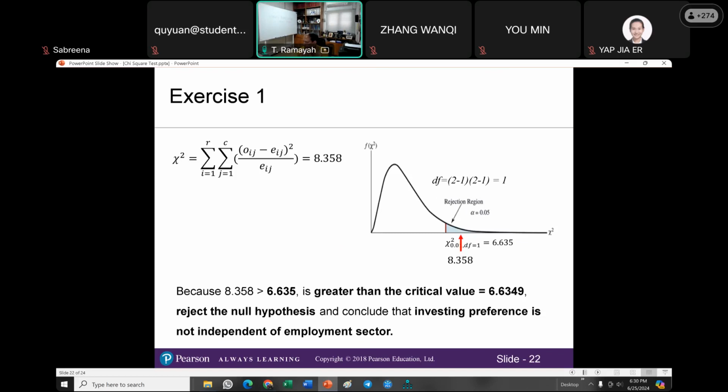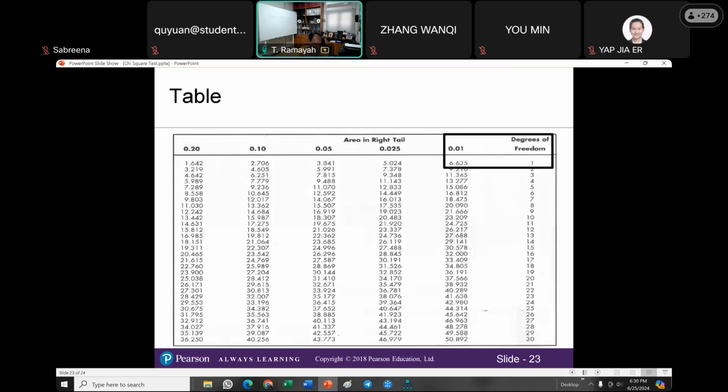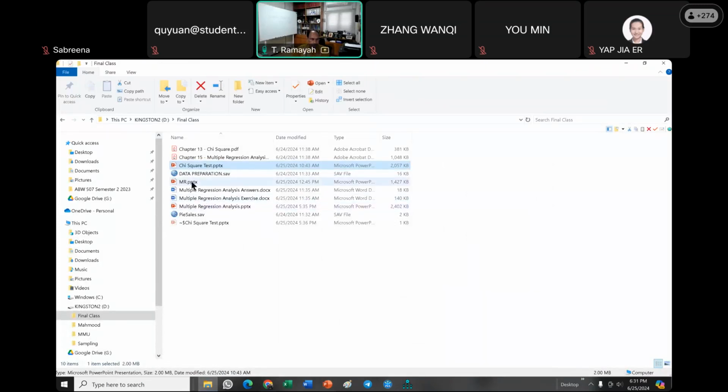Same. Okay. Any questions on how to do the calculation and how to accept and reject the hypothesis using this chi-square table? Yes, any questions? Nope. Okay. Since there's no questions, we will move on to the last analysis called multiple regression analysis.